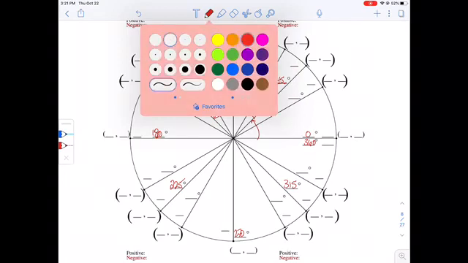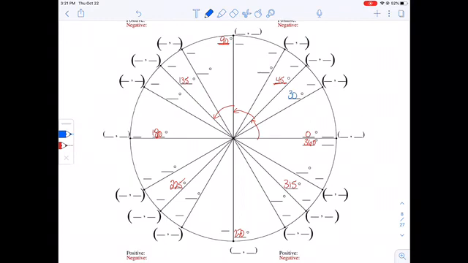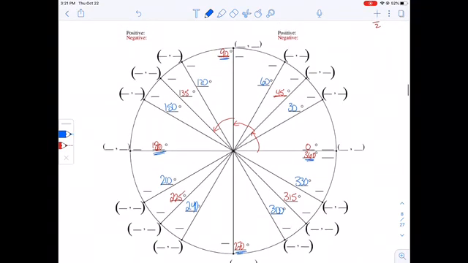Now I want to count by 30 degrees. So I would go 30, 60, 90, 120, 150, 180, 210, 240, 270, 300, 330, and back to 360. So those are our angles on our unit circle.